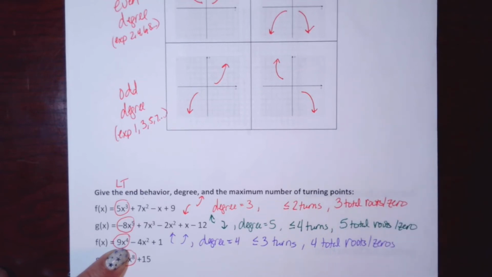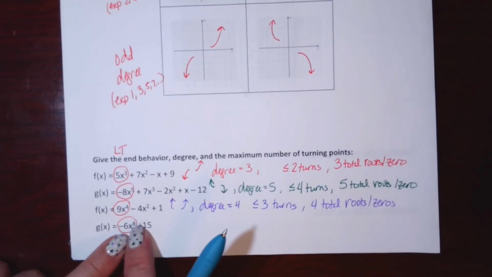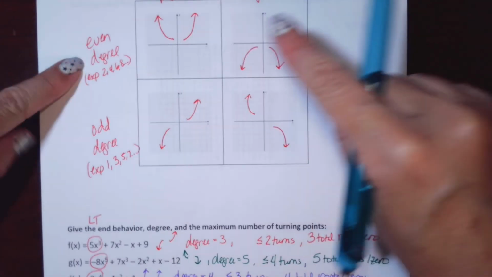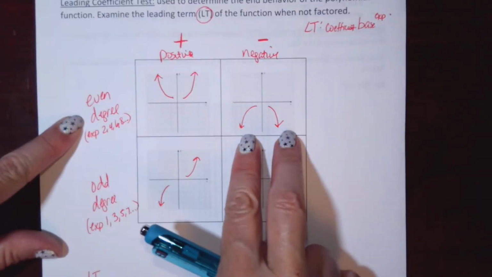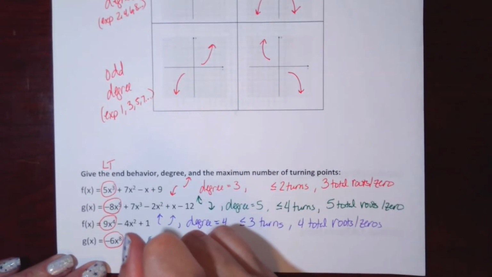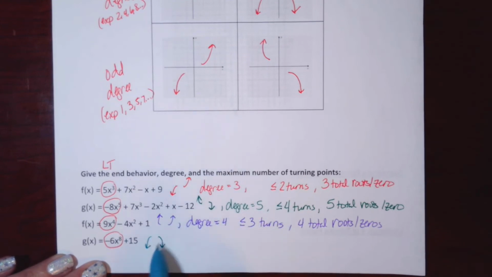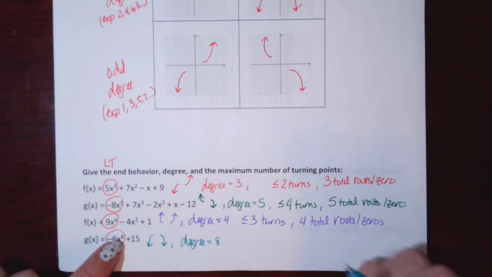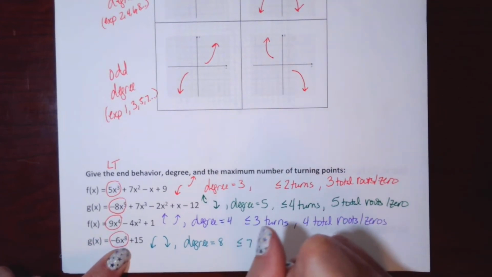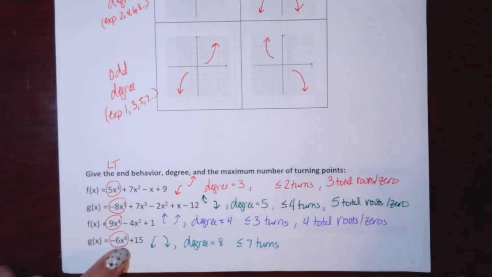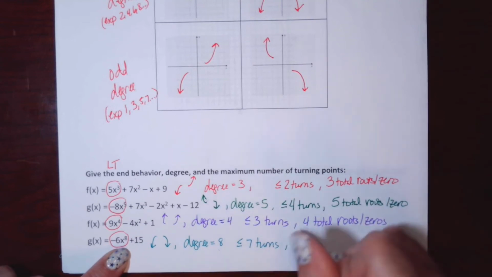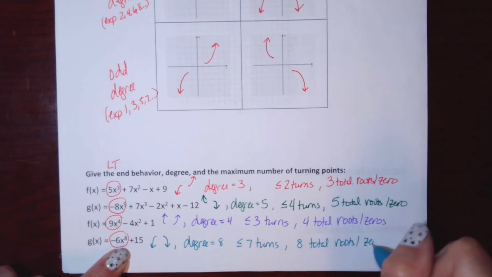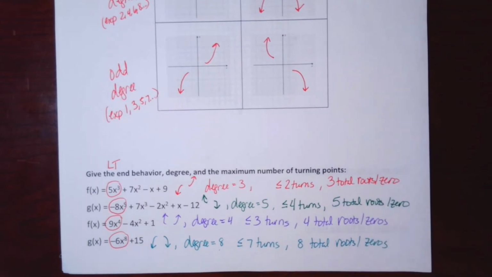And finally, this one is even as far as the degree and negative for the coefficient. Even and negative means both ends are going to go down. So I sketch my end behavior with the ends not connecting. Degree here is 8, which means 1 less than 8 is 7. Up to 7 turns, less than or equal to 7 turns, and my degree is 8, so 8 total roots, or zeros, when I consider multiplicity.